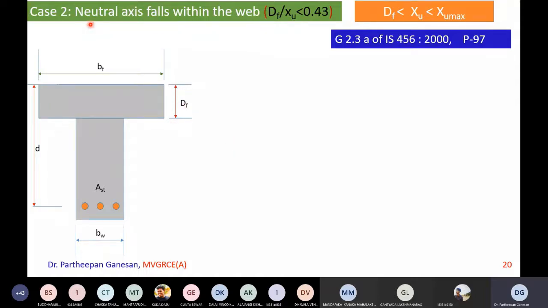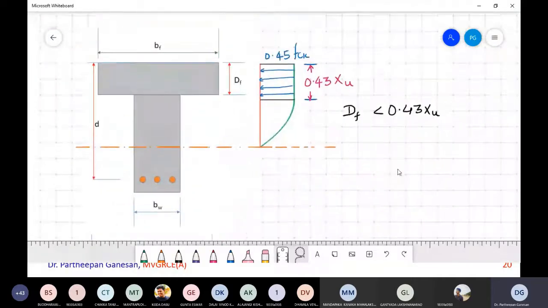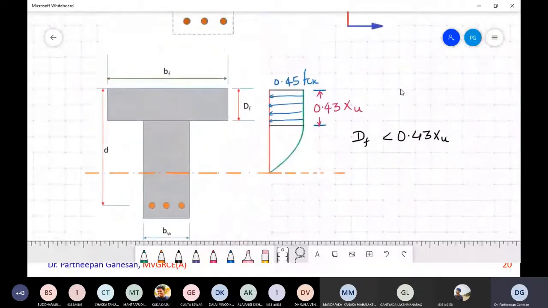Now what it says: the neutral axis falls within the web, or outside the flange. Both are one and the same. That means your Xu, the neutral axis depth, is greater than Df. Df is here, so greater than Df means it has to be somewhere below this line. And Xu is less than Xu max. Let me show it on the whiteboard. Now see here. I told you I will explain what Df is.